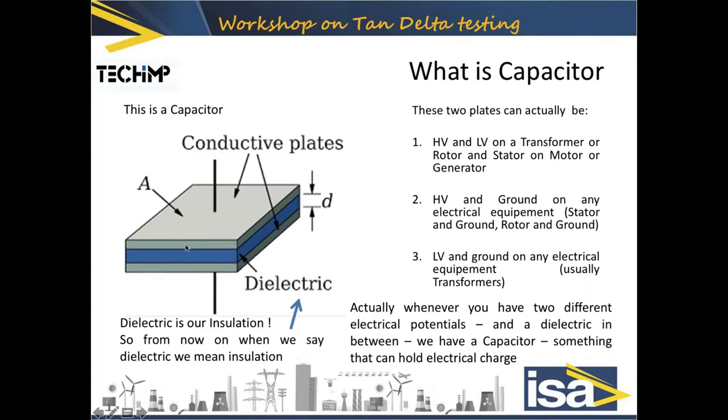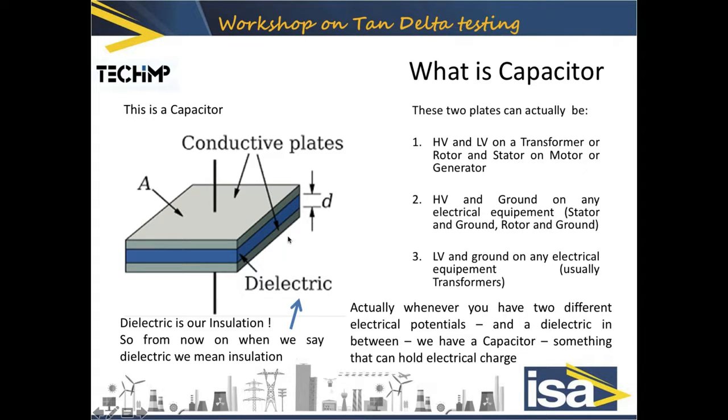A capacitor has two conductive plates and a dielectric in between. So this can be the high voltage side of your transformer, and this can be the low voltage side. Or this can be the high voltage side of a transformer, and this can be maybe the ground. Or this can be the low voltage side of the transformer, and this can be the ground. Or this can be maybe the stator of your rotating machine, and this can be the ground, or this can be the rotor, and this can be the stator.